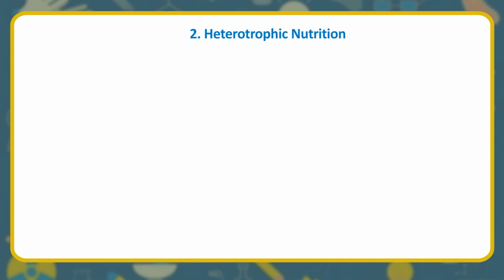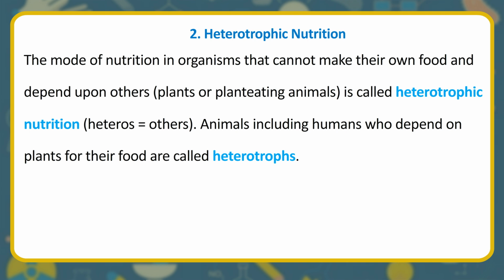Heterotrophic nutrition. The mode of nutrition in organisms that cannot make their own food and depend upon others, plants or plant-eating animals, is called heterotrophic nutrition. Heteros equals others. Animals including humans who depend on plants for their food are called heterotrophs.